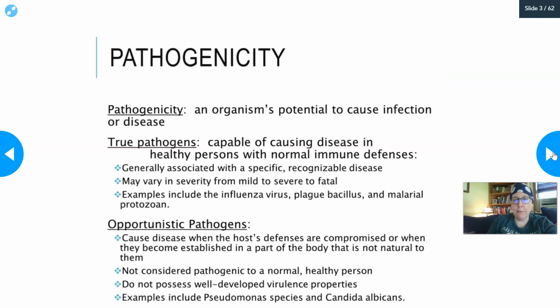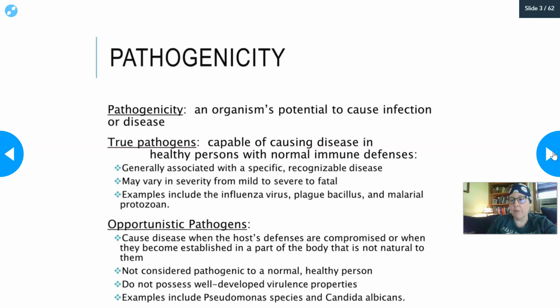Okay, so let's first talk about pathogenicity. So pathogenicity is an organism's potential to cause infection or disease. So pathogens, pathos meaning disease, pathogens can generate disease. A true pathogen is capable of causing disease in healthy persons with normal immune defenses. They are generally associated with a specific recognizable disease. They can vary in severity from mild to severe to fatal, depending on the person, right? And examples include the influenza virus, the plague bacillus, and the malaria protozoan.